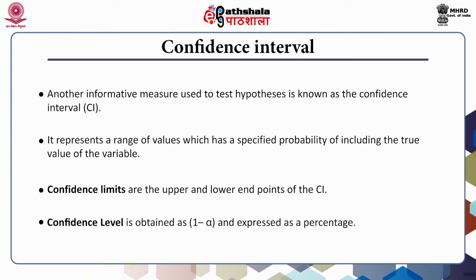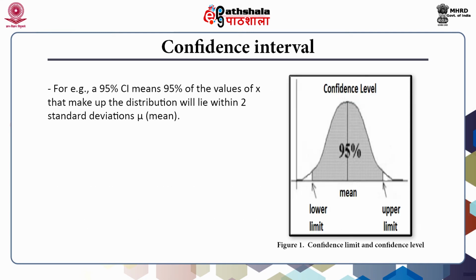Confidence level is obtained as 1 minus alpha and expressed as a percentage. For example, a 95% confidence interval means that 95% of the values of x that make up the distribution will lie within 2 standard deviations of mu, or the mean.